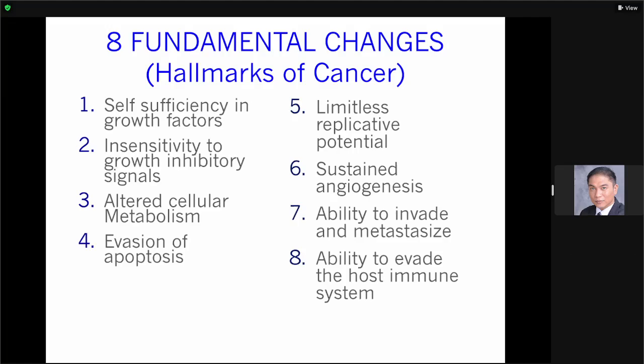Self-sufficiency in growth factors, insensitivity to growth inhibitory signals, altered cellular metabolism, evasion of apoptosis, limitless replicative potential, sustained angiogenesis, ability to invade and metastasize, and ability to evade the host's immune system.